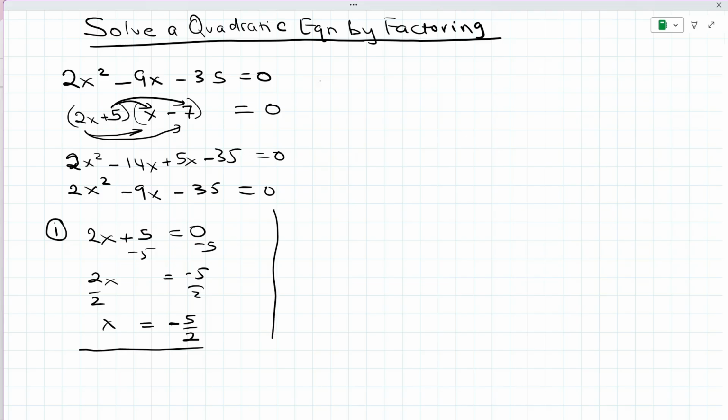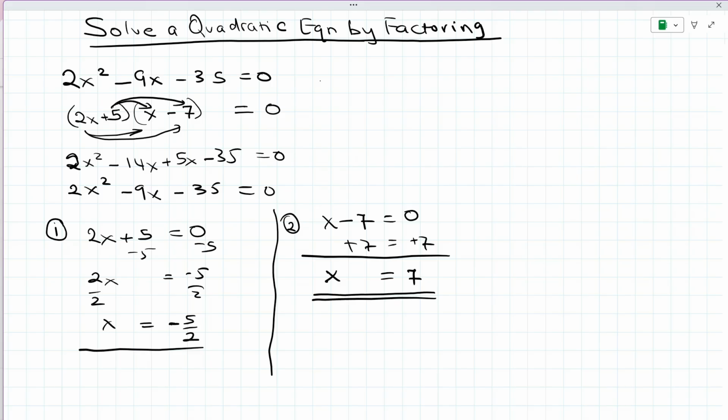And then we can look at the second set, which is x minus 7 is equal to 0. So we add 7 on both sides. And this will leave us with x on the left-hand side, which will equal 7. And that will be our second answer. Therefore, both these answers work in order for us to get 0 in our equation.